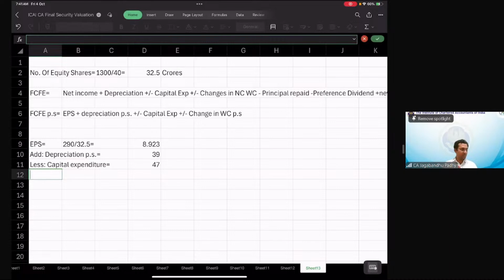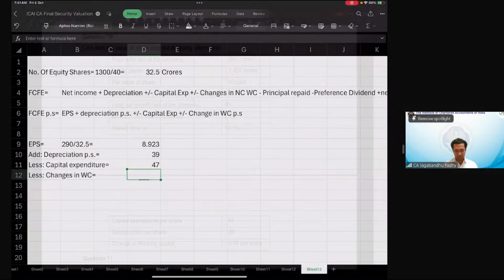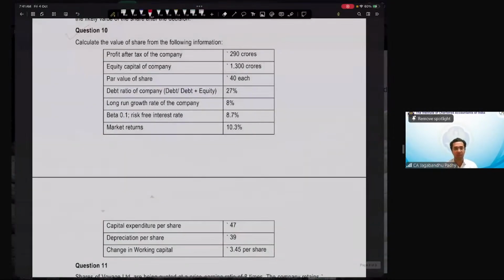Yes, tell me guys. When you have a working capital, you're spending on working capital, like you're acquiring more stock, you're keeping more sort of debtors. Will it be a cash inflow or outflow? Of course, it will be cash outflow, right? It will be a cash outflow because you're maintaining stocks. You will buy stock, you need to pay for it, right? So less changes in working capital. So changes in working capital is given on a per share basis as 3.45, right?